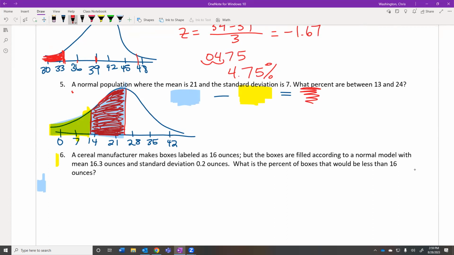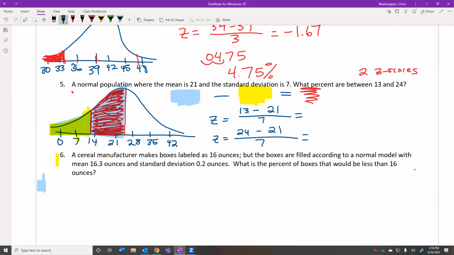And in order to find those percentages, we got to find 2 z-scores in this case. So z equals 13 minus, and z equals 24 minus. Everything else should be the same. 13 and 24 is going to be the only number that is different. The average is 21, and the standard deviation is 7. So we're going to find those 2 z-scores.